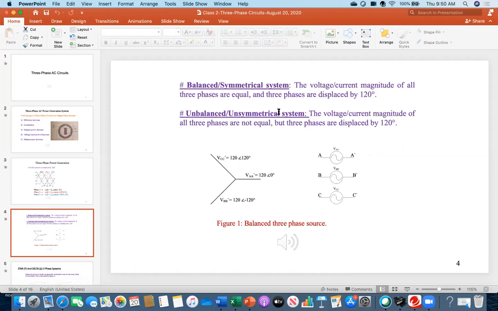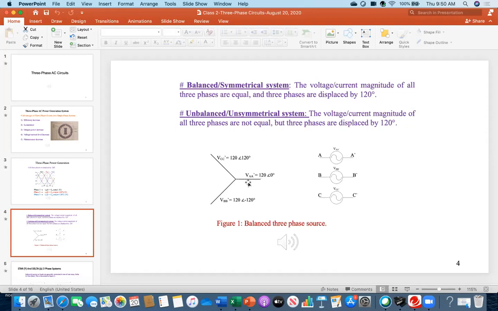Okay, so further moving forward. Two important terminologies: one is balanced system or symmetrical system, and the other is unbalanced system, unsymmetrical system. When it is a single phase system, there is no question of balanced or symmetrical, unbalanced, unsymmetrical. But once it is a three phase system, whether it is balanced or unbalanced is very important. So what is the definition of a balanced system? A balanced system means voltage or current magnitudes of all three phases should be equal, and all three phases should be displaced by 120 degrees.